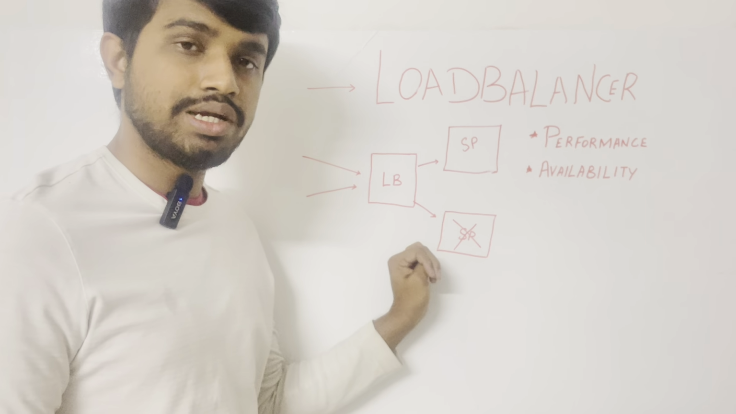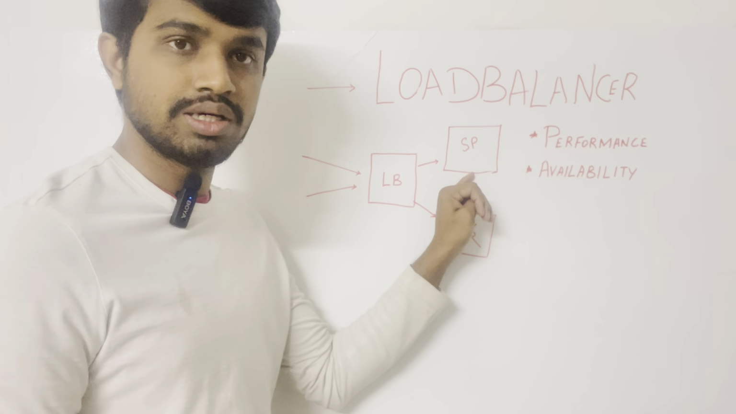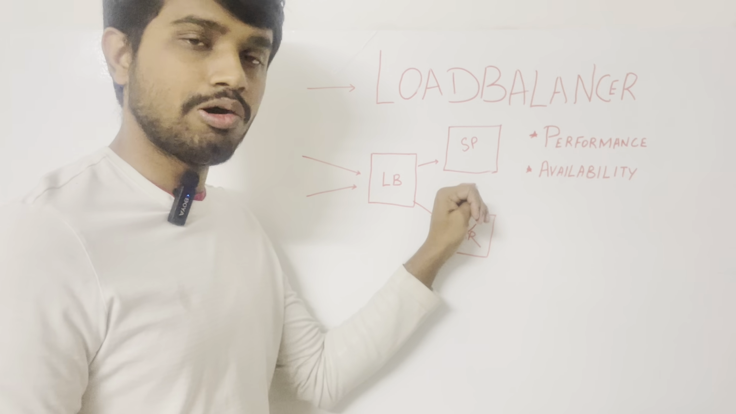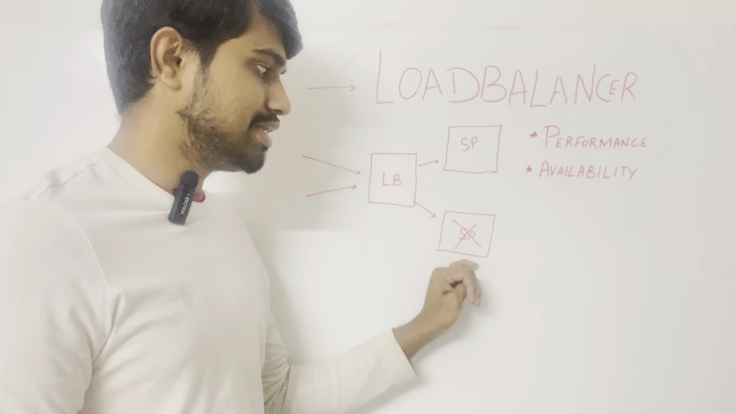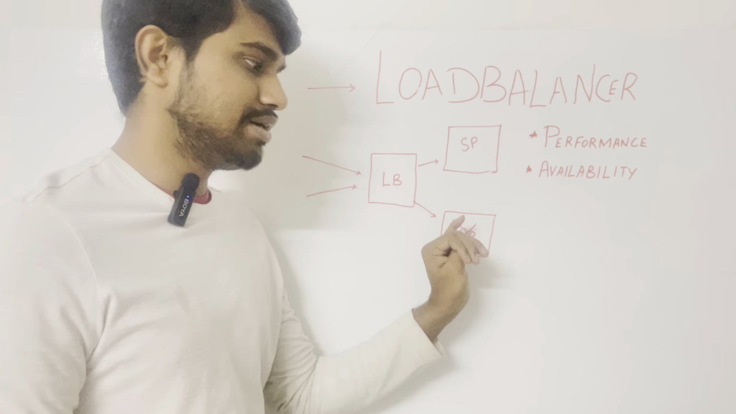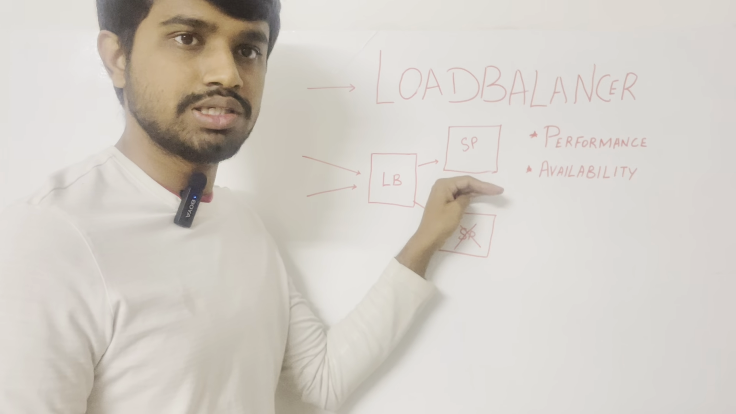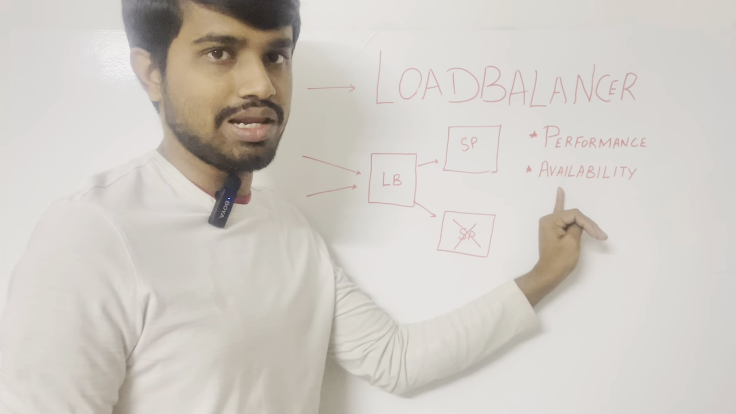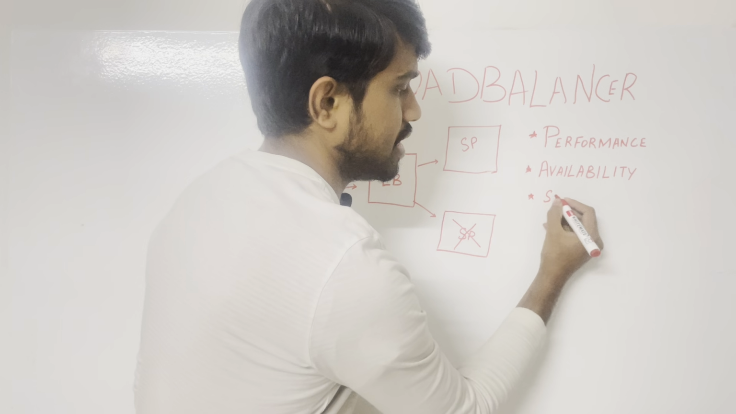So it knows this, and somehow diverts all the 1 lakh requests to this one. Even though it is lower compared to having two servers, all the 1 lakh requests will still get a response. If you send them to the failed server, it won't be available. So instead you are diverting to the servers which are up and running. By that you have high availability. The third one is scalability.